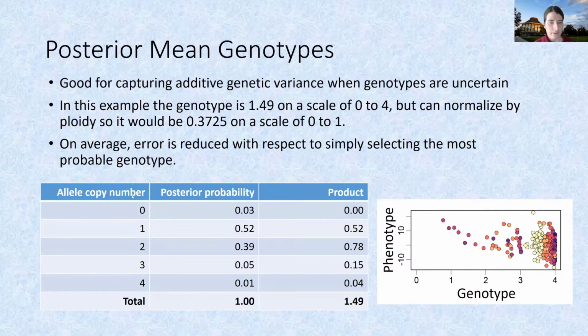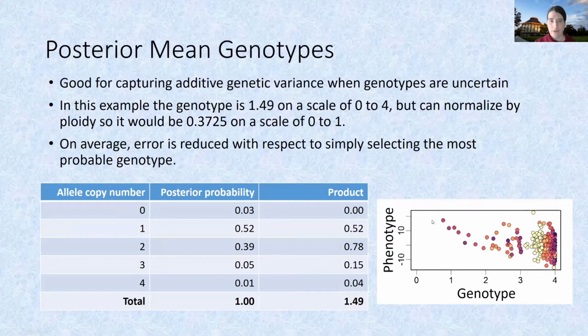So on the left column here, I have allele copy number. Say 0 was AAAA, and 4 was BBBB, and 1 was AAAB. These are your 5 possible genotypes in a tetraploid. And say I've done my genotyping and I have my posterior probability of each of these. What I do is I multiply that allele copy number by the probability, and I sum all of those products together. In this case, I get a genotype call of 1.49, which reflects the fact that it could be 1 or it could be 2, or there's a slight probability that it's an even higher copy number than that.